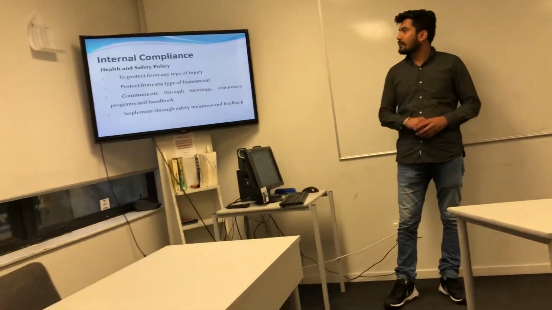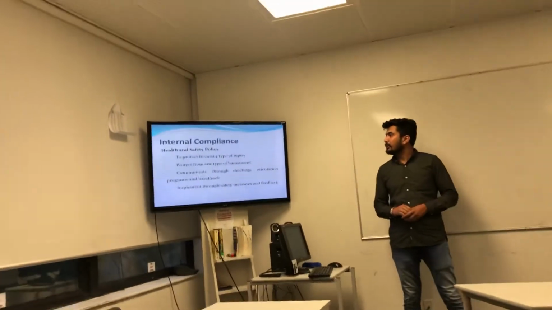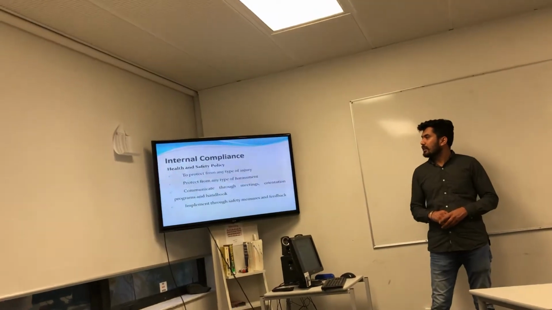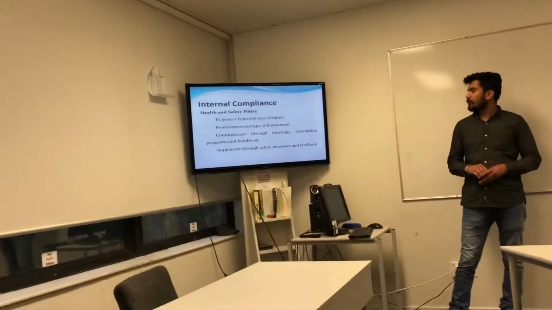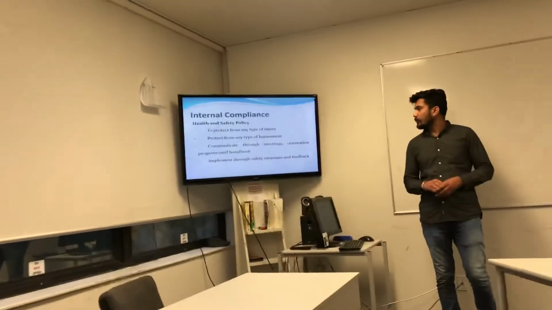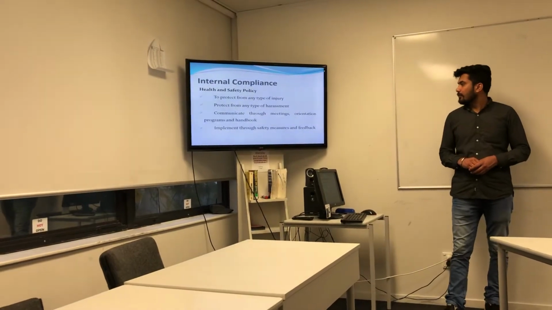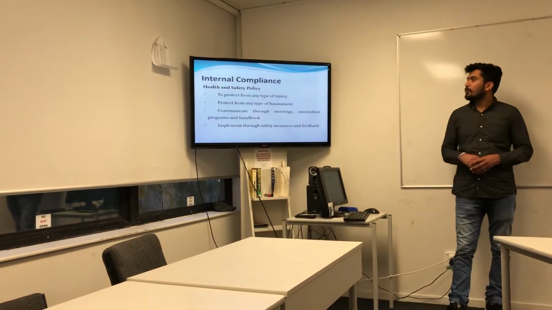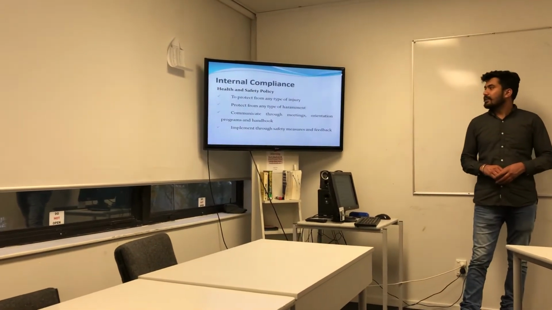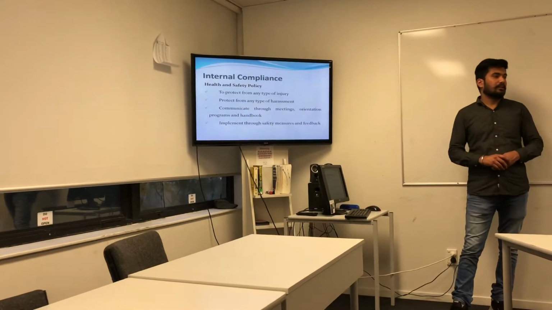Next one is internal and external compliances. First of all, I'll start with the internal. First one is health and safety, to protect from any type of injuries and from any types of harassment, and communicate through meetings, operating programs, and handbooks. And next one is implementing safety measures and feedbacks. These are all about the internal compliances, how they take care of health and safety issues.